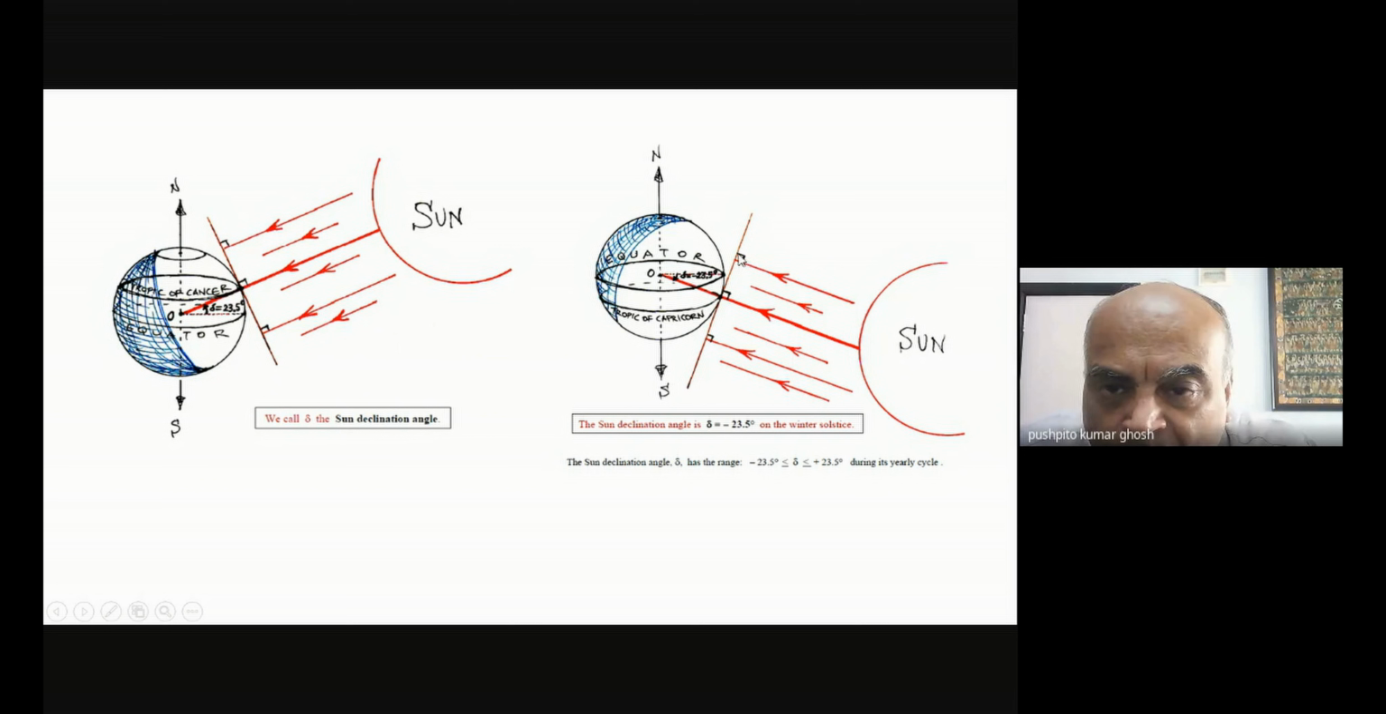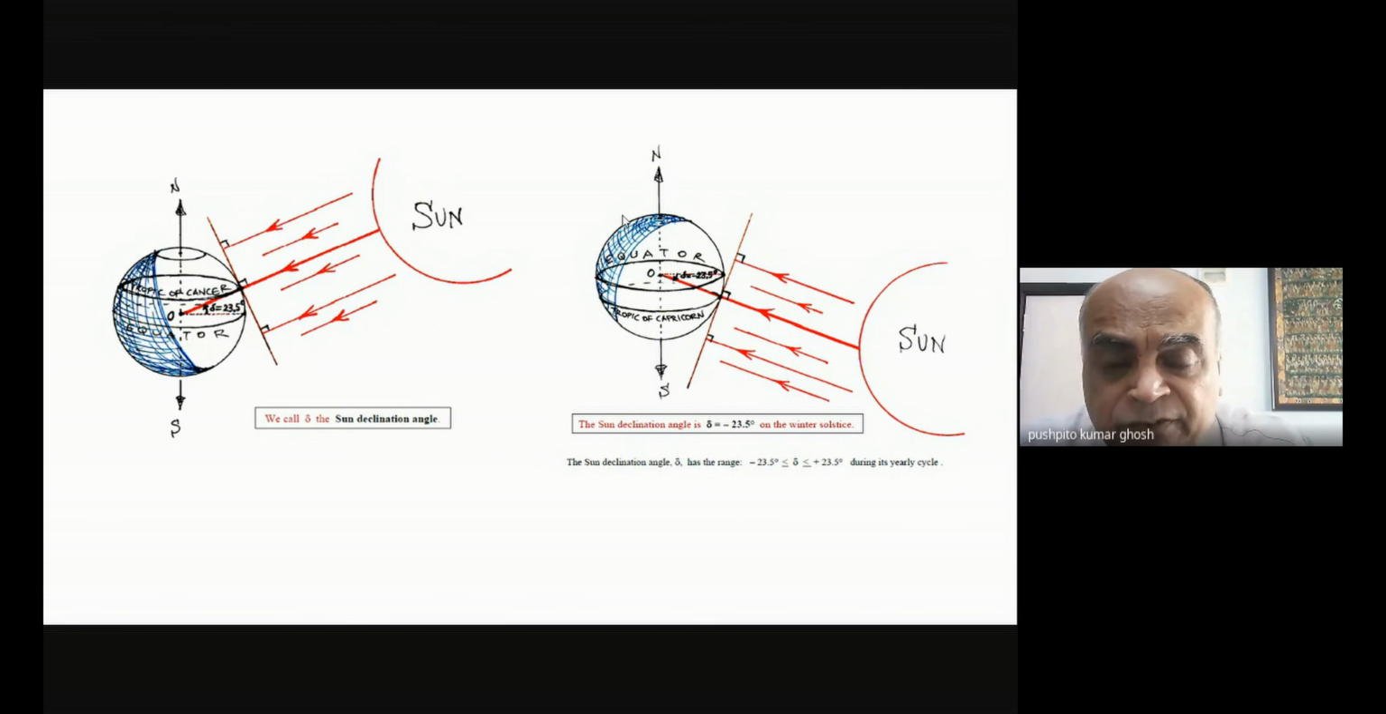Have you seen? At this point, if I draw a tangent to the earth, this is 90 degree, so it is direct, it's perpendicular. This is the point that is receiving the most direct radiation from the sun. Here, this is the Tropic of Cancer, and if I draw the tangent, you can see that at the summer solstice, it is at the Tropic of Cancer in the northern hemisphere that the sun's radiation is coming perpendicular. Remember that. So that is the reason why these latitudes have been fixed.